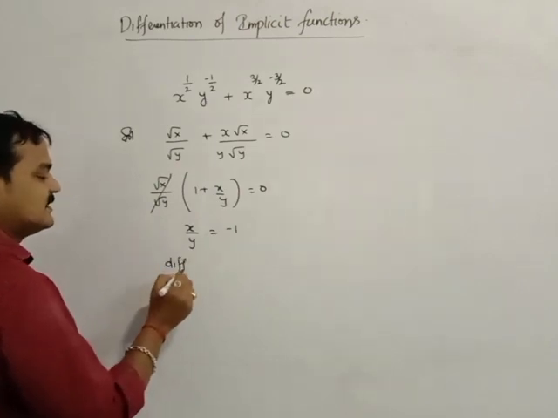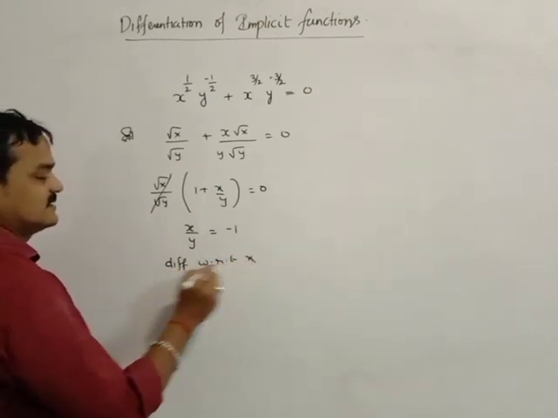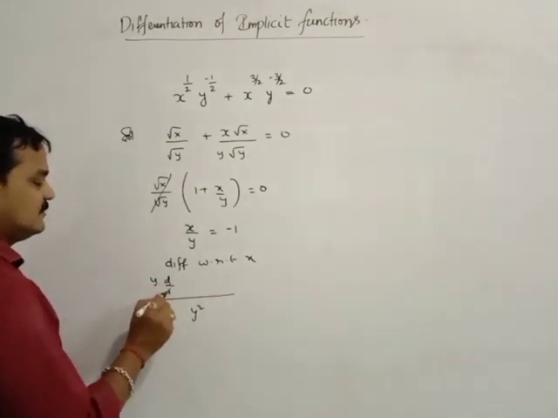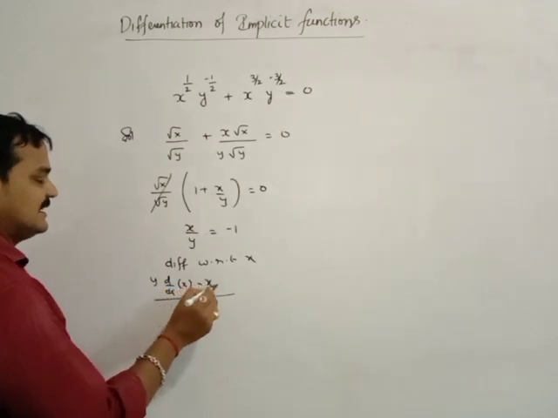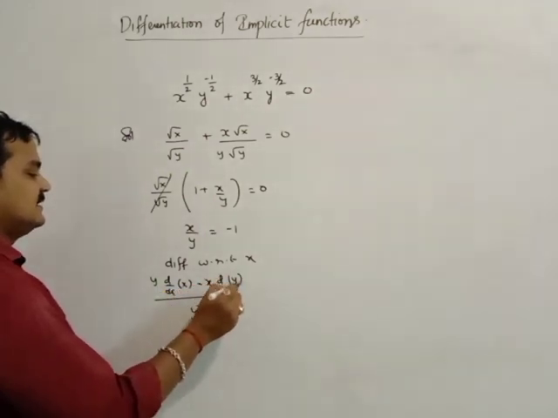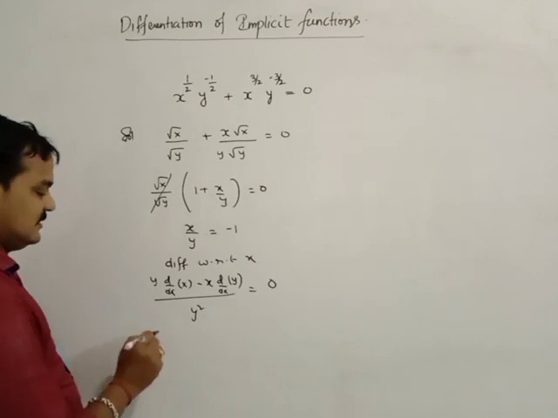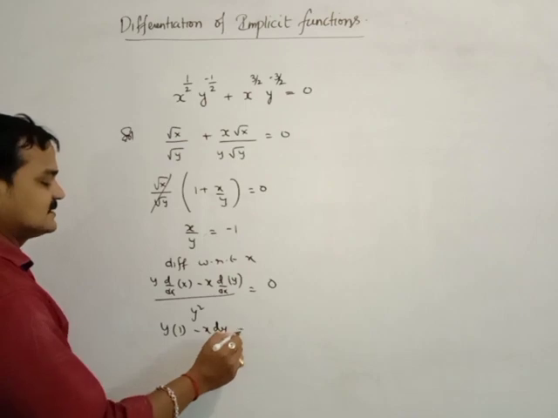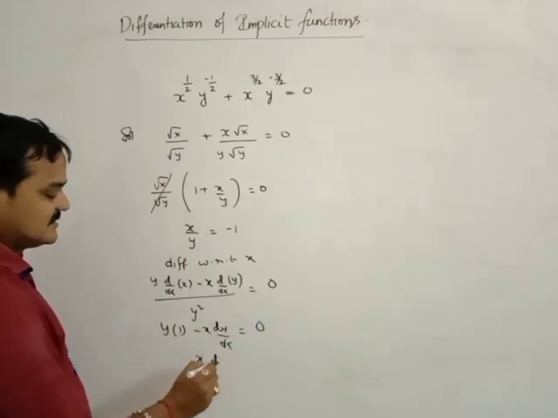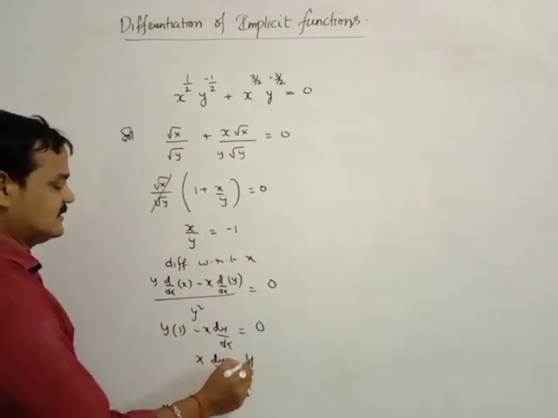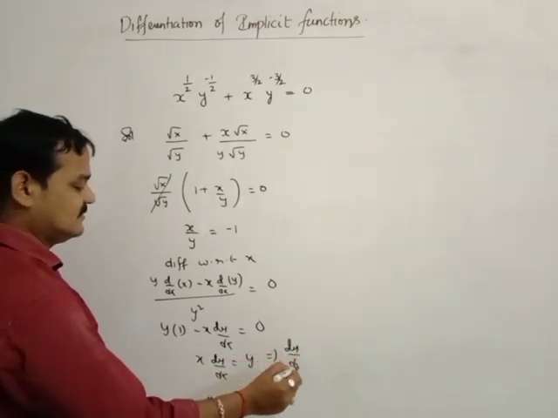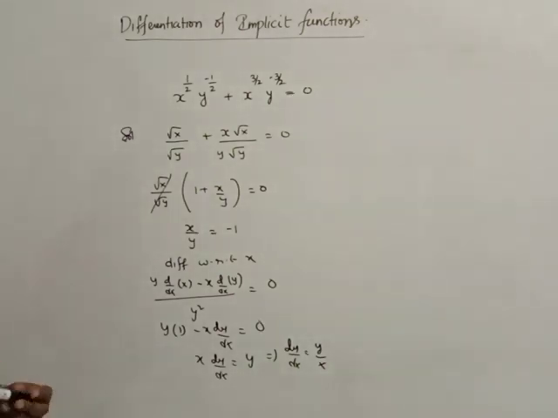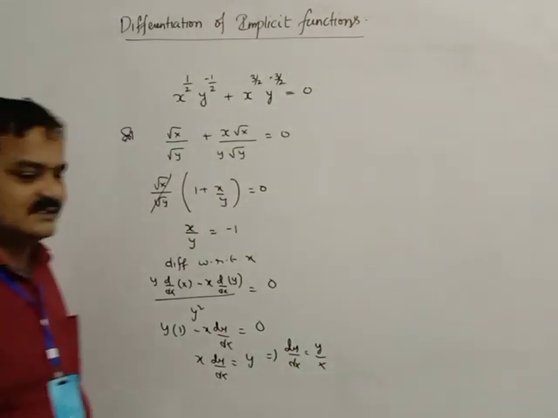Now differentiate with respect to x. Using the u by v formula: y into d by dx of x minus x into d by dx of y, over y square, is equal to minus 1, whose derivative is 0. So y into derivative of x, which is 1, minus x into dy by dx is 0. So x into dy by dx is equal to y. So dy by dx is equal to y by x. This is also one of the questions in your textbook.